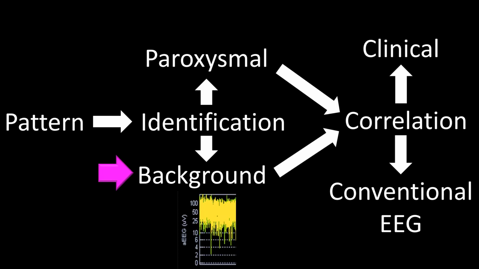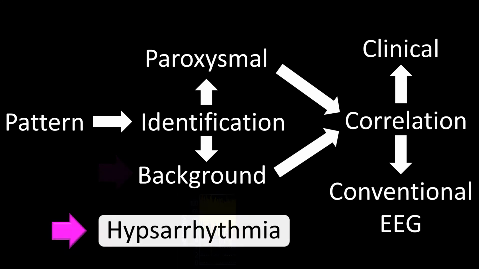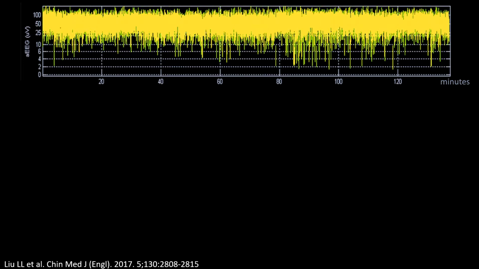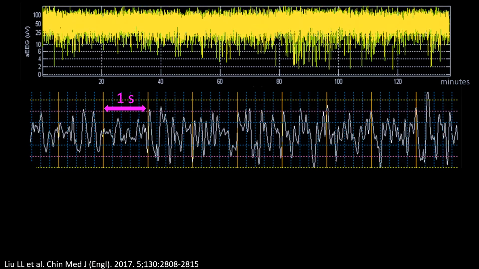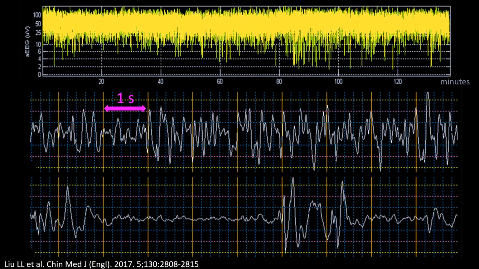These findings are consistent with hypsarrhythmia. These findings should prompt a review of conventional EEG. In this case, that was done by the investigator, and they found periods of very high voltage activity and also periods of alternating high and low voltage activity.